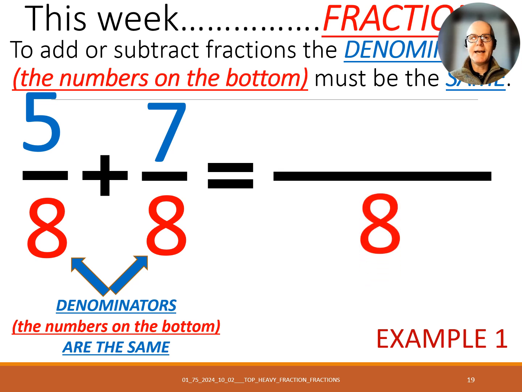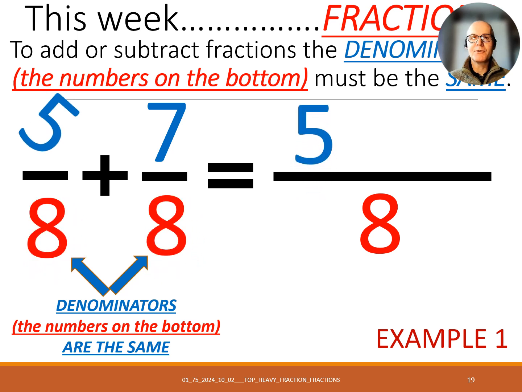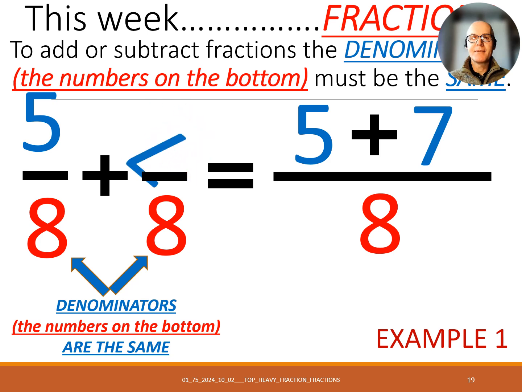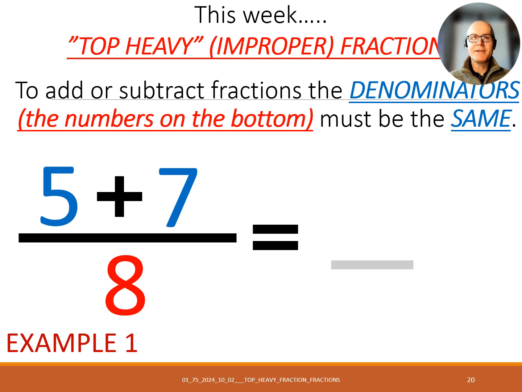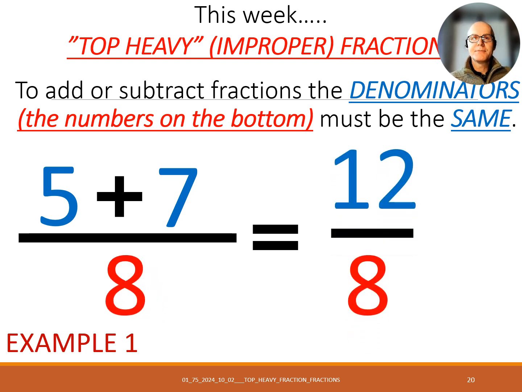The bottom number stays as it is, but we do add the top numbers. So we've got 5 plus 7. 5 plus 7 equals 12. 5/8 plus 7/8 equals 12/8.